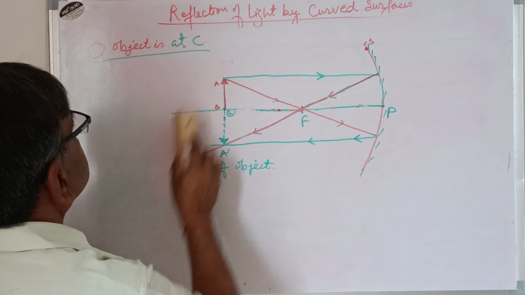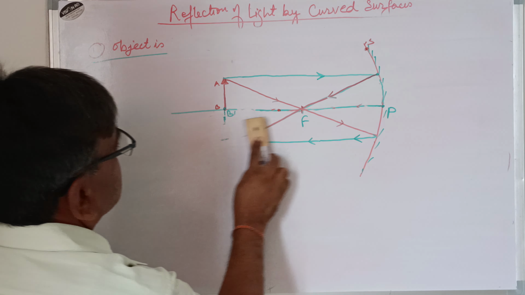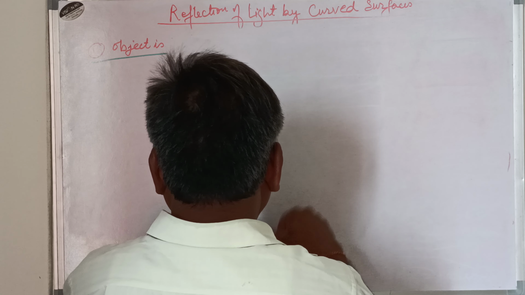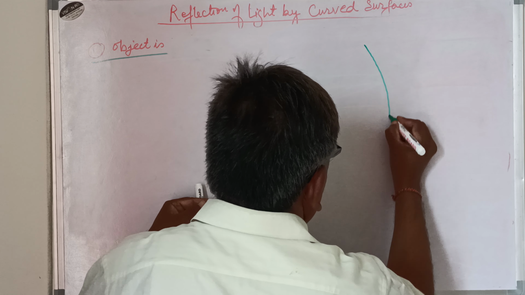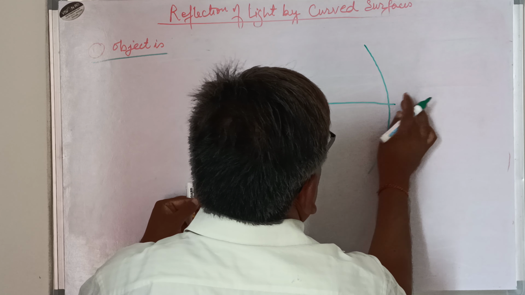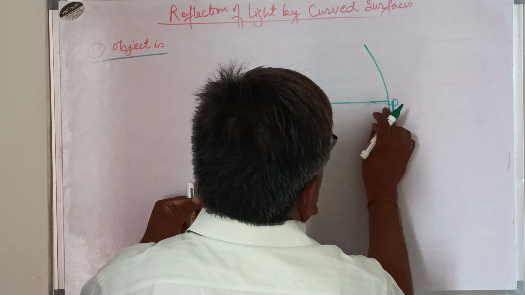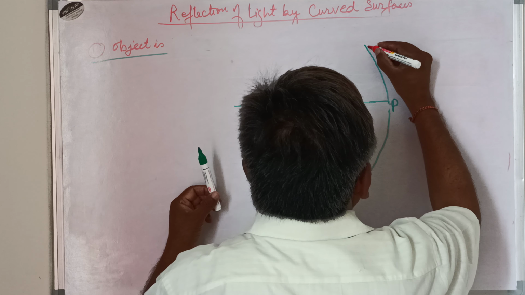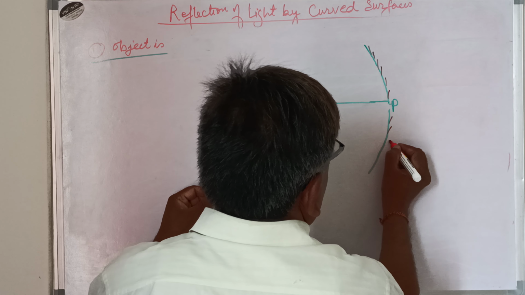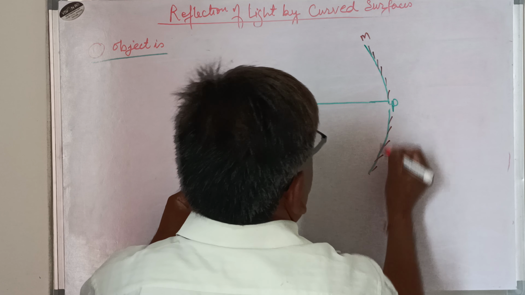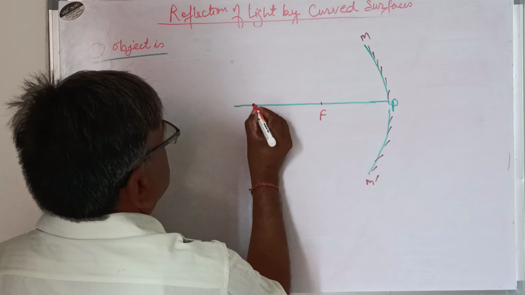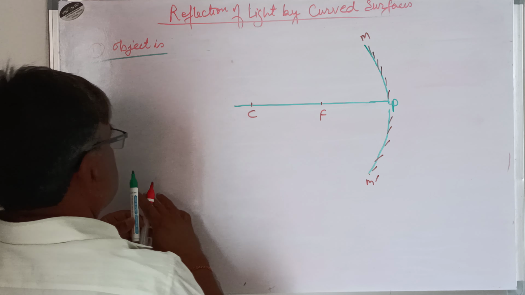And now the next case is beyond C, on this side of C. Now take this mirror, this is point P, this is the principal axis, this is point P. Let this be A, this inner surface is the reflecting surface, concave mirror. Let us plate this M dash. What is there in nomenclature you have to understand: this is F, this is C.